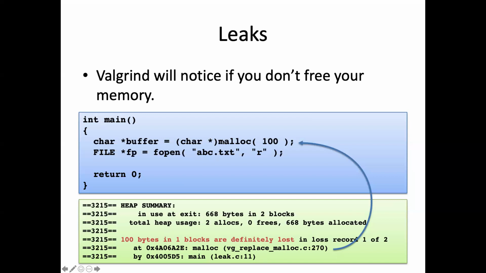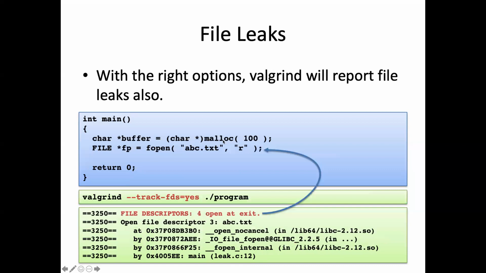In the same sample program, I also open a file that I never close. So that's a file leak. And I don't think I've shown you this, I mentioned it. But if you give the flag --track-fds, that's saying check files that you open. And if you say equals yes on that, you'll also get a report at program termination of any files that you opened that you didn't close.